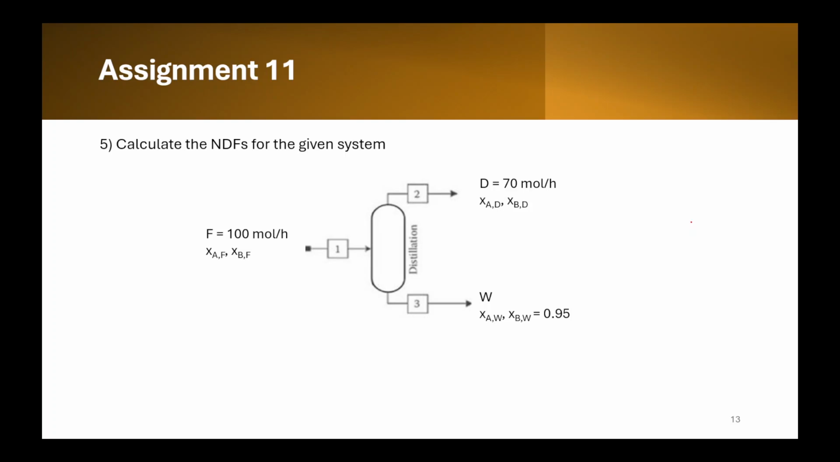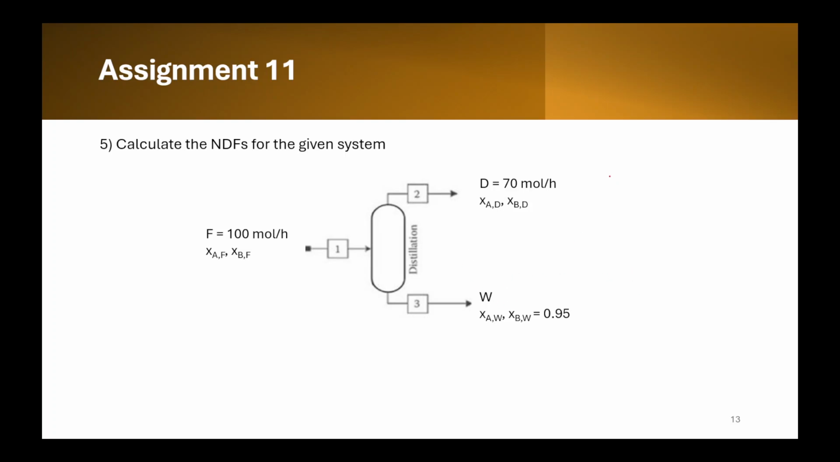Next question, calculate the NDF for the given system. So we are given this single unit, a distillation column. We know the feed flow rate, but we don't know the inlet composition of the A and B components. Then we know the distillate flow rate, which is 70 mole per hour. We don't know this W, and we don't know the composition of A in the residue, or in the bottoms.